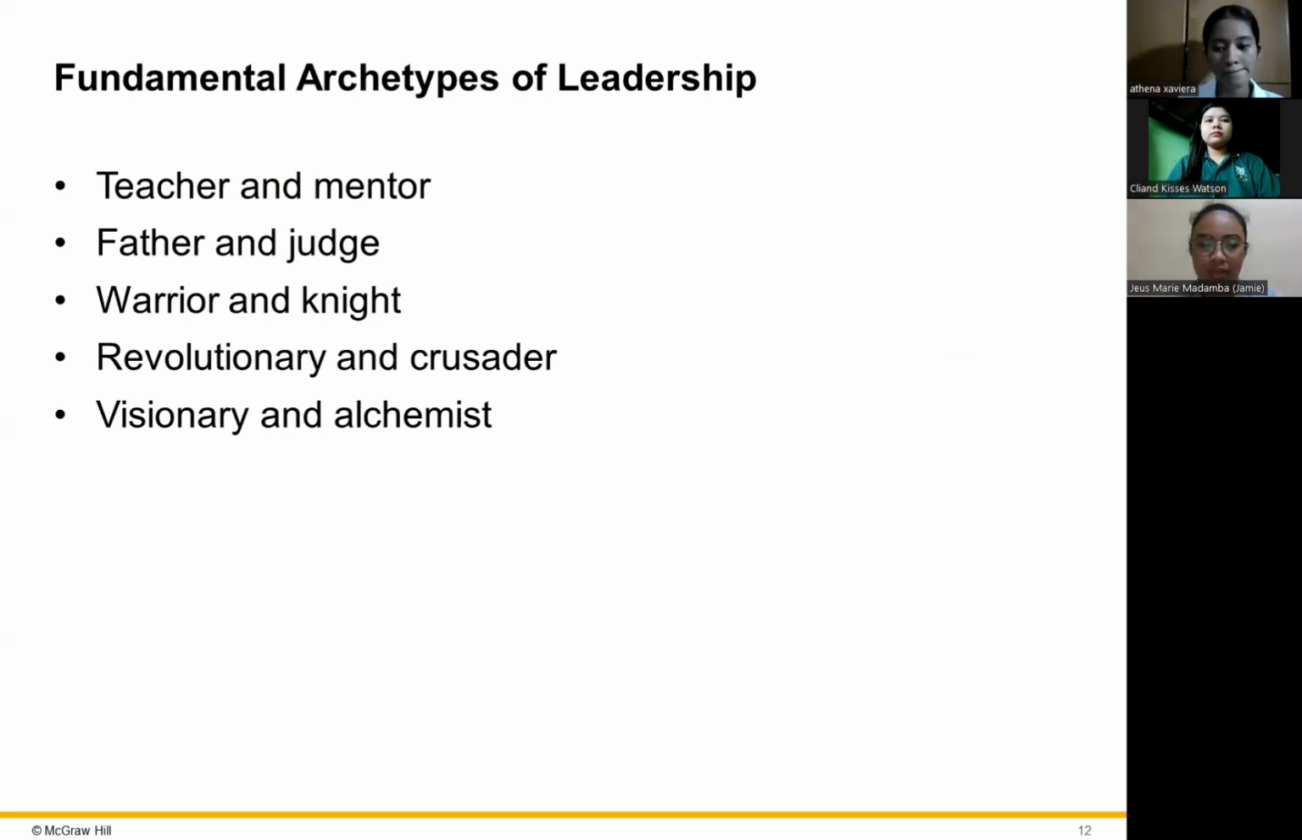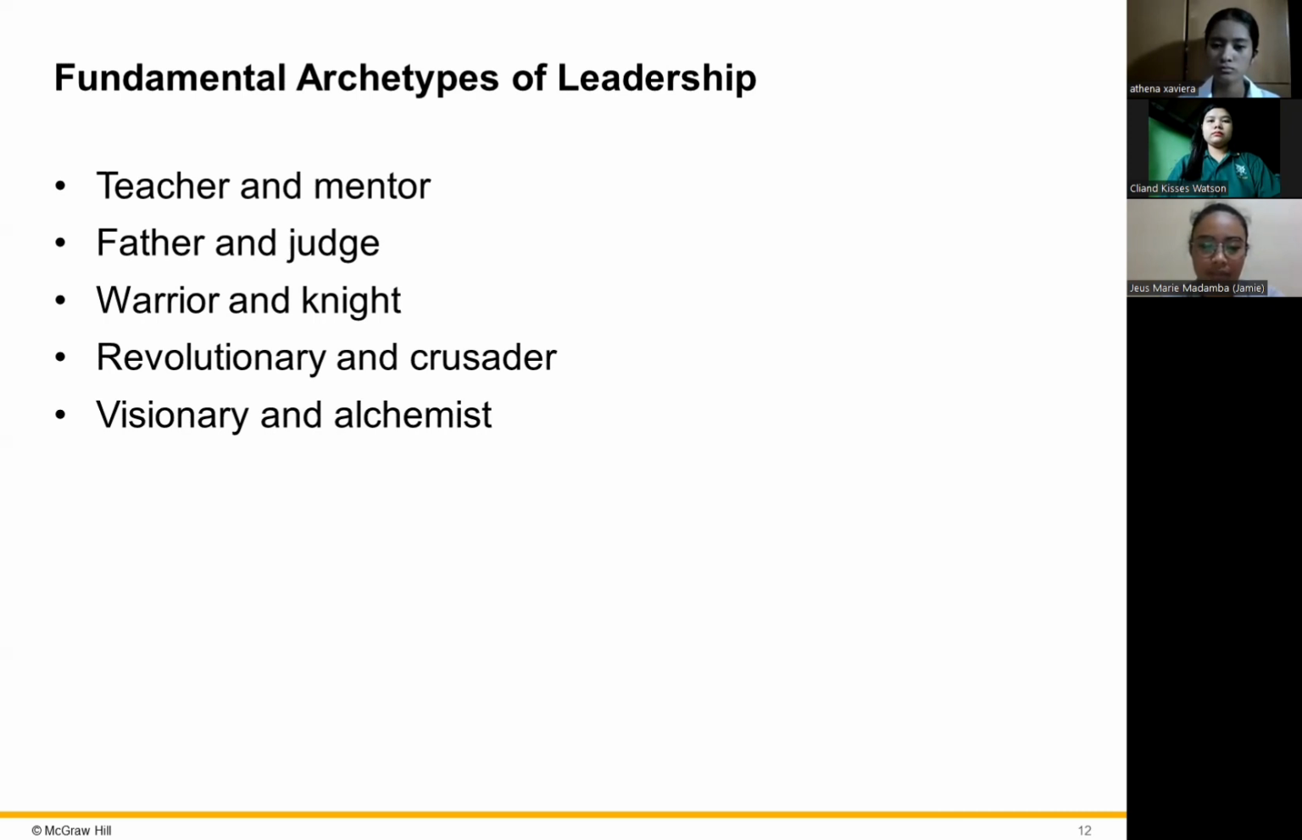Now, we are going to tackle the fundamental archetypes of leadership, or you can call it the textbook examples of leaders. First on the list is the teacher and mentor. Obviously, they are people who teach and educate. Second, the father and judge, meaning people who lead or co-lead an institution, father with the family and judge with a court of law. Third, the warrior and knight.